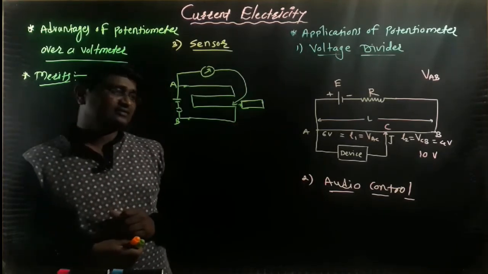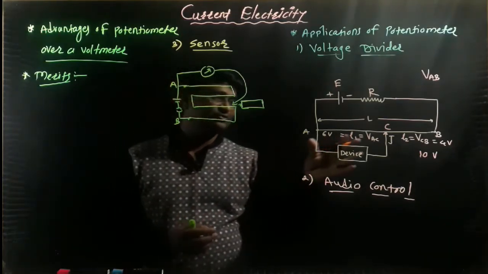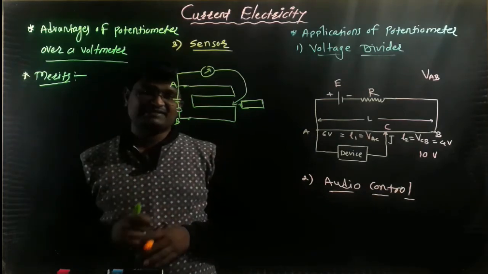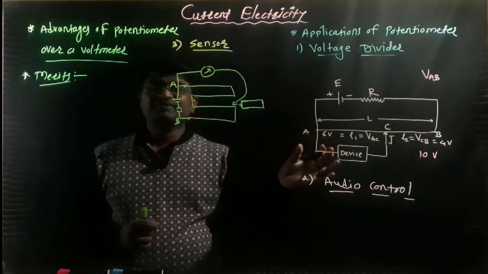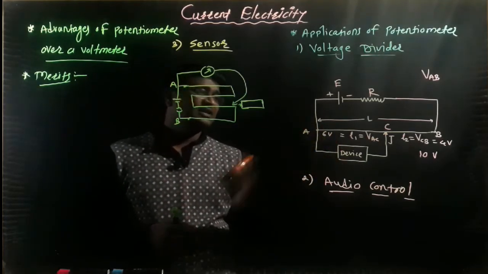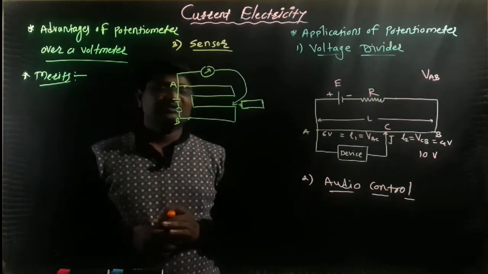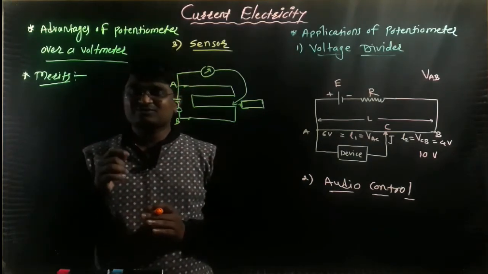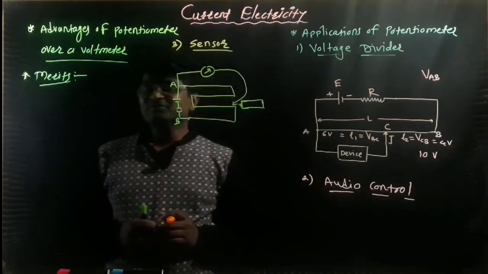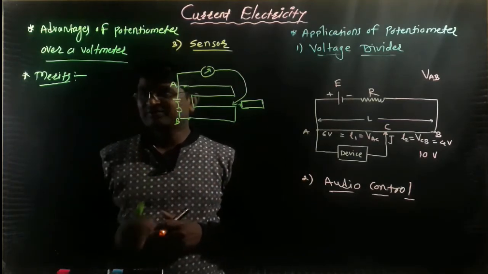The first and very important merit about the potentiometer is that it is very sensitive. It is a very sensitive device as compared to the voltmeter, because with the help of this potentiometer we can measure a very small amount of potential difference and also EMF. So this is the first important merit. It is more sensitive as compared to the voltmeter.